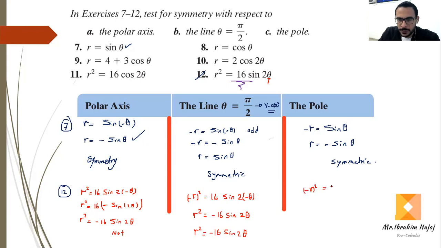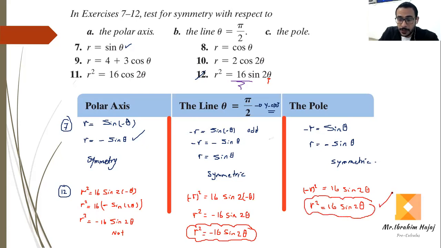With the pole, we replace only r by negative r. So negative r squared equals 16 sine 2 theta, and now it's r squared equals 16 sine 2 theta. How do we determine if it's symmetric or not? If it gives an equivalent form, the same as the original equation. Your result here, r squared equals 16 sine 2 theta, is exactly the same as the original. So it's symmetric with respect to the pole only.